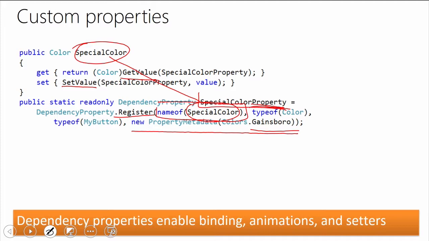There's an overload to property metadata that allows you to pass in a callback so that whenever this property is updated, you can take some sort of action. So we're not doing that here, but you could.